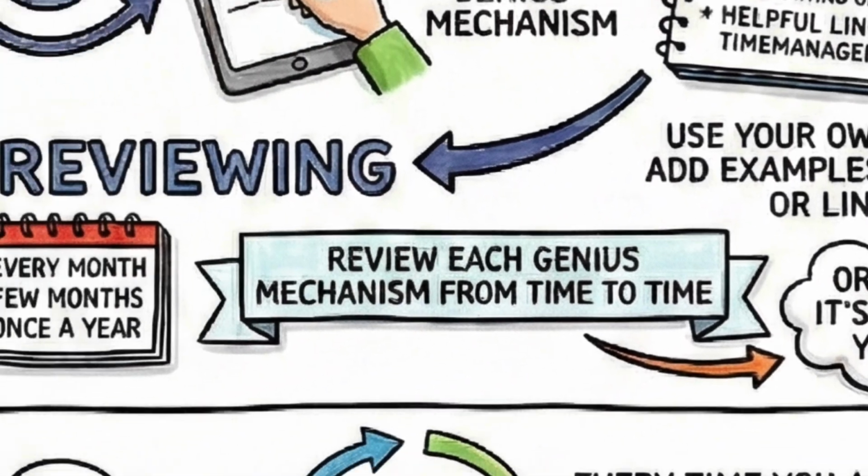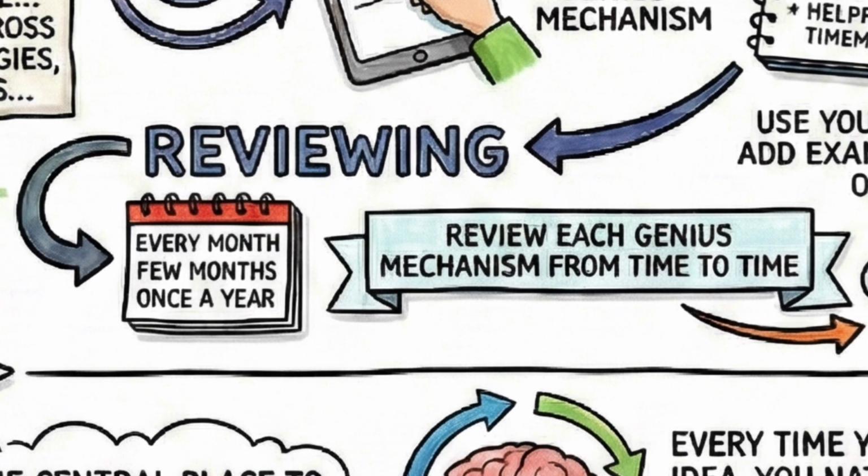Now, the next part is where you typically get a majority of the benefit, of course, and that is the reviewing process. So you have these different genius mechanisms that you have created over weeks, months. For me, I've been doing this for years. But you want to review the ideas in those genius mechanisms once a month, every few months, once a year. Just go through it, spend 5 to 10 minutes taking a genius mechanism and reviewing the ideas in there so that you can internalize them, so you can remember them and actually put them into use.